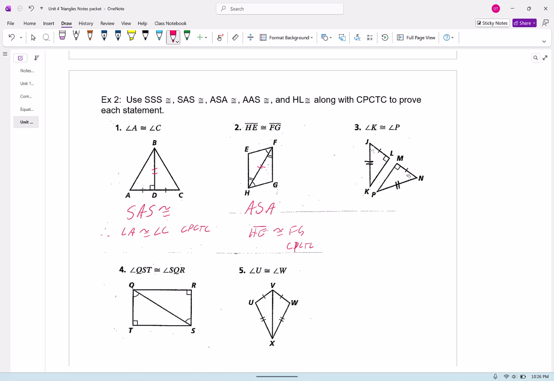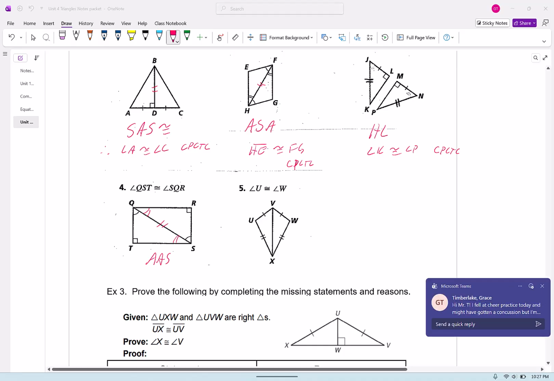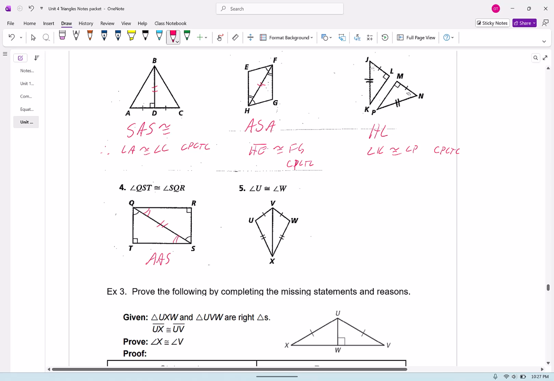I got hypotenuse. I have a leg, so this is going to be hypotenuse leg, and therefore angle K and angle P are congruent because of CPCTC. I got angle, angle, side, and so I could also say that these must be equal as well. So I got the third angle theorem, or angle, angle, angle as well.